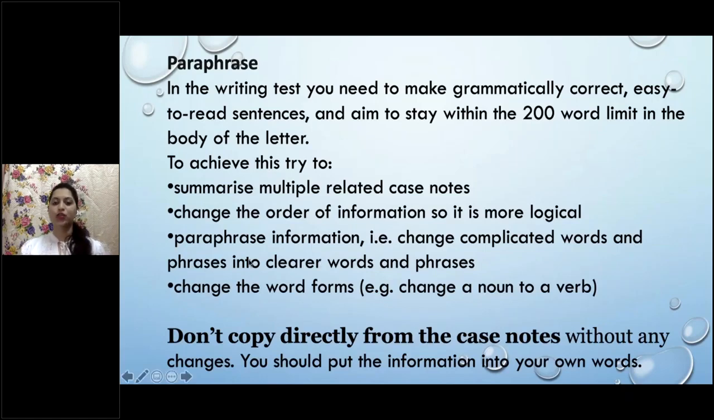And then you paraphrase information. Don't just copy the case notes as they are directly. Try to rephrase it or reframe the sentences. Try to use synonyms, which gives you brownie points. So change the word forms, for example, change a noun to a verb, active to passive.